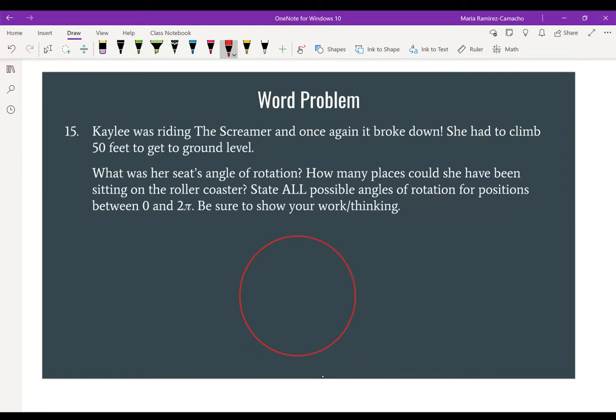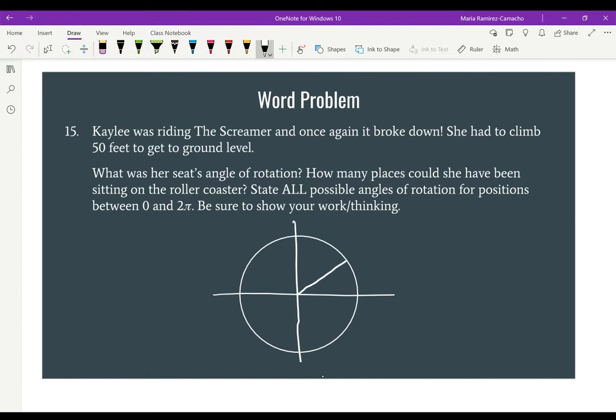Okay. A reminder, the screamer was just that giant Ferris wheel ride where the top half was above ground and the bottom half was below ground. The radius of this Ferris wheel ride was 100 feet. Okay, it was a really big ride. And what this problem is indicating is that Kaylee had to climb 50 feet to get to ground level.